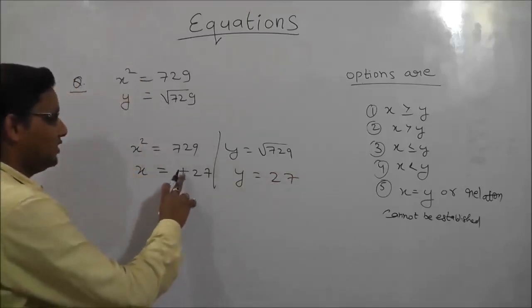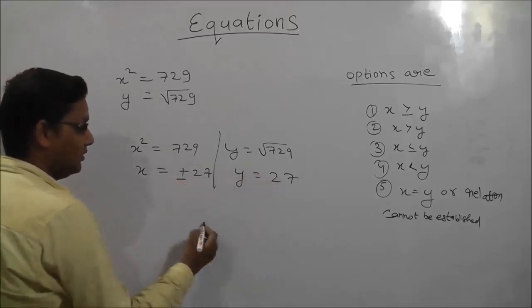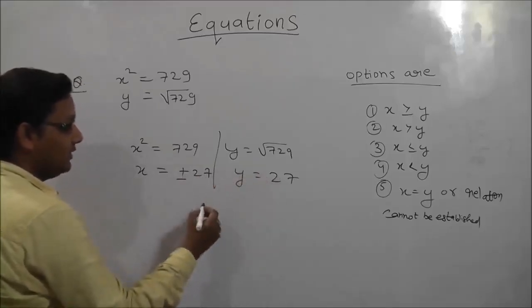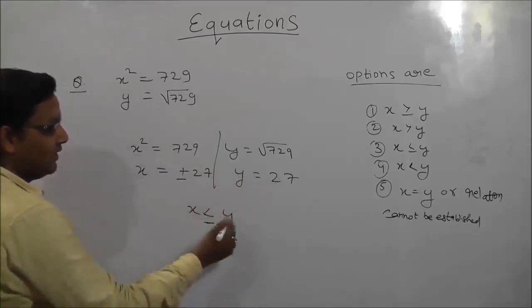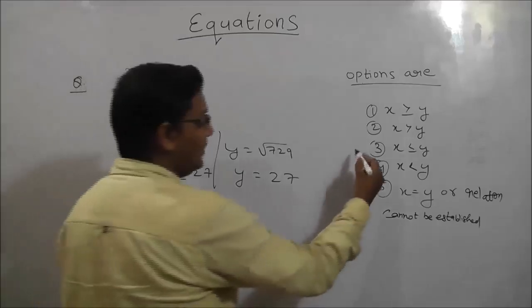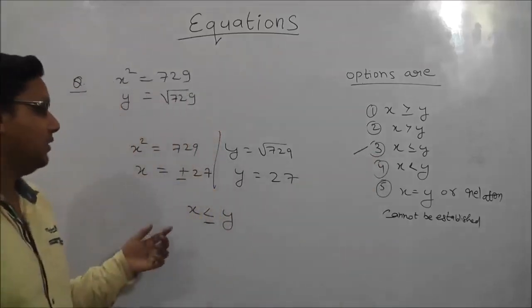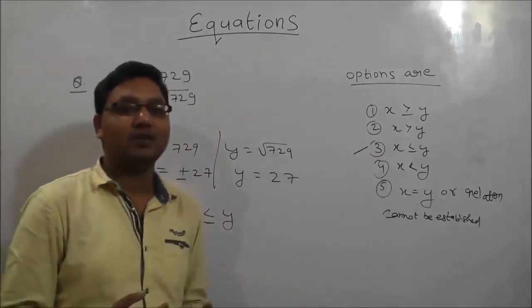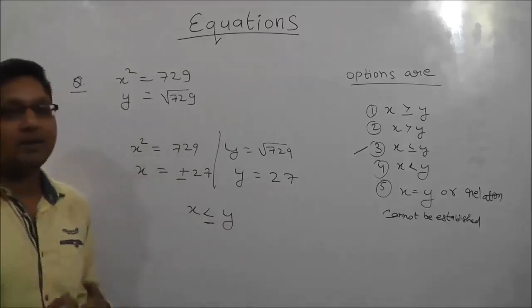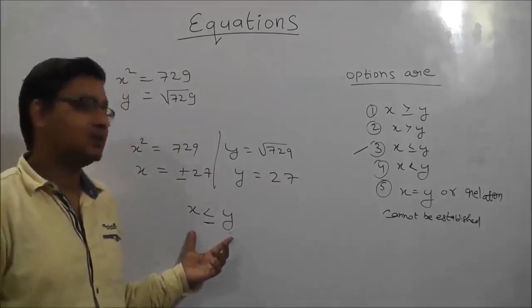Okay, so here first take one value. Plus 27, it is equal. Okay, so minus 27, it is less than. So the value will be x is less than or equal to y. So the option will be the third option, x is less than or equal to y. And many will think that the answer will be x is equal to y, that is the fifth option. So don't make that mistake again and put the answer as option number 3, that is x is less than or equal to y.